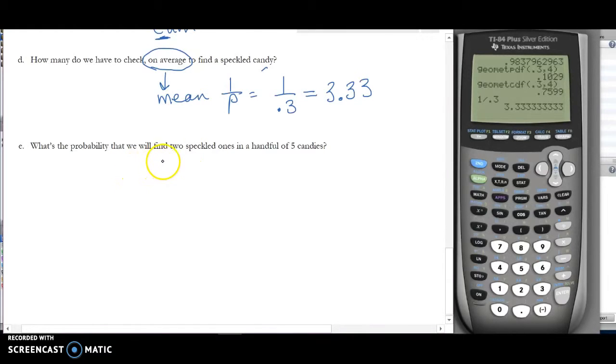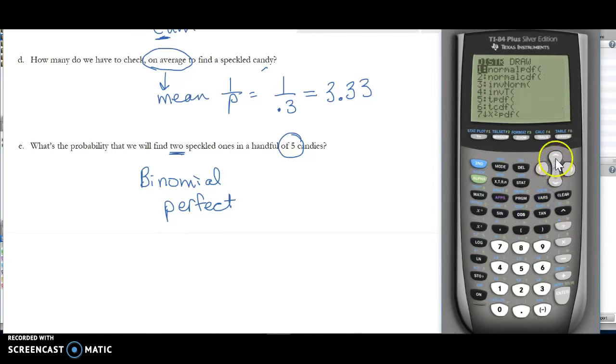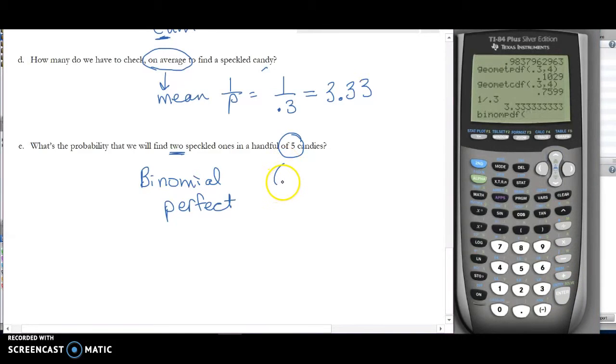Okay, so part E says, what is the probability that you'll find 2 out of 5? So because I'm looking for the number of successes, this is binomial. And I'm looking for exactly 2, so it's perfect. And so I'm going to do my second distribution and my binomial. And I believe that your calculators are probably asking you questions. This one just hasn't been updated.